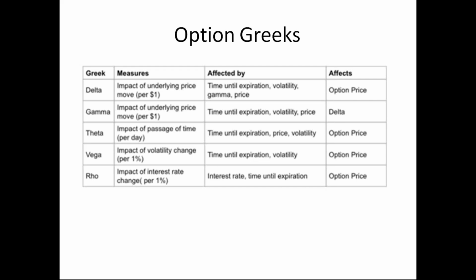Moving on. So the last component is rho, interest rate. Now this does not have too much of impact when we are looking from a month to month period. So we can ignore it for now.